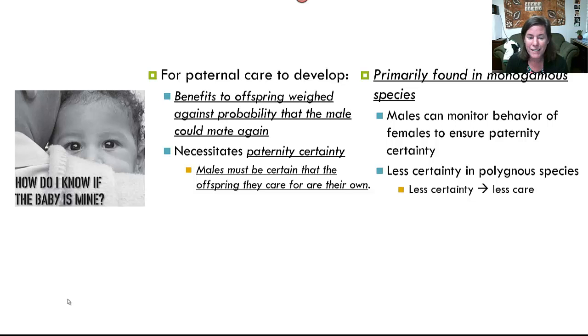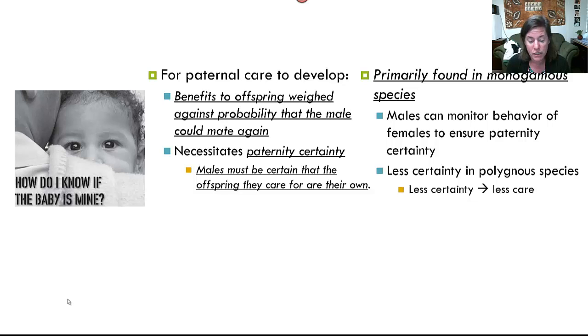One condition that is generally needed for male care to evolve is what we call paternity certainty. That is, the males need to be certain that the offspring they care for is their own. As a result, paternal care is predominantly found in monogamous species, because in monogamous species, males can monitor the behavior of females and ensure paternity certainty, and they can prevent cuckoldry.